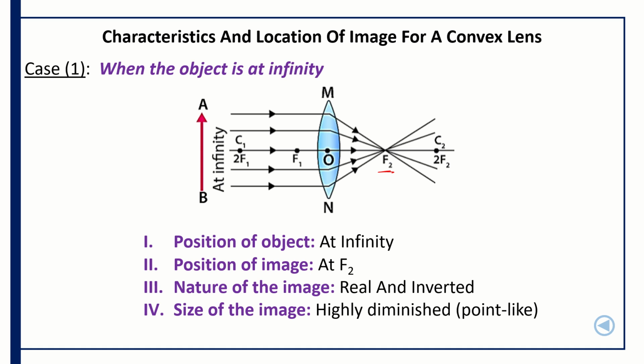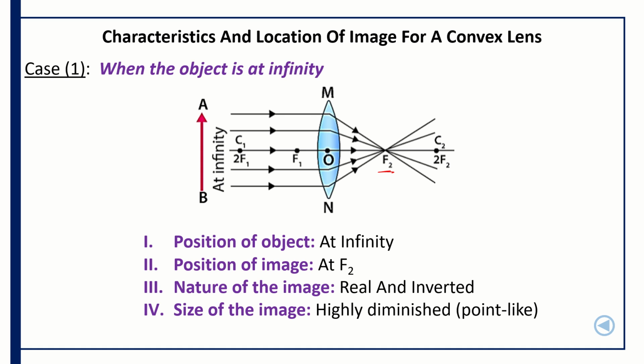What type of image are we getting? The nature of the image is real. We can take this image on a screen. So we understood what real images are now. We can get a real image out of this position of the object in front of a convex lens. We also learnt that real images are inverted. So we are getting an inverted image of that object in a point.